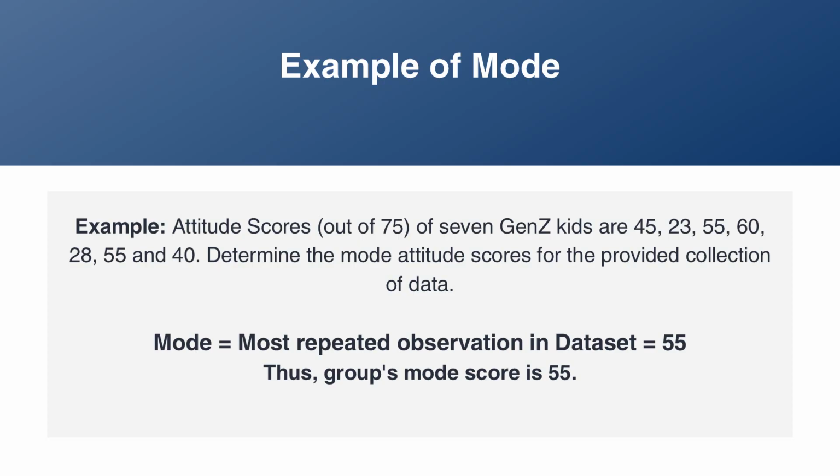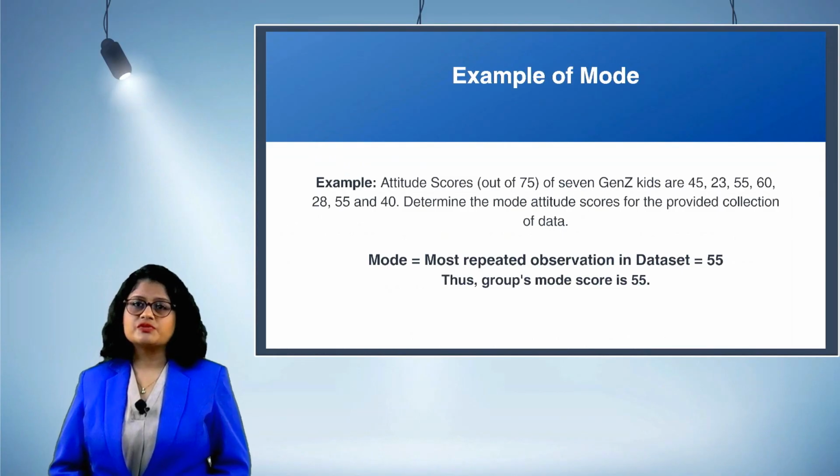The mode is helpful for categorical data or data sets where identifying the most common value is important. For instance, in a survey about preferred social media platforms, the mode would reveal the platform chosen most frequently.